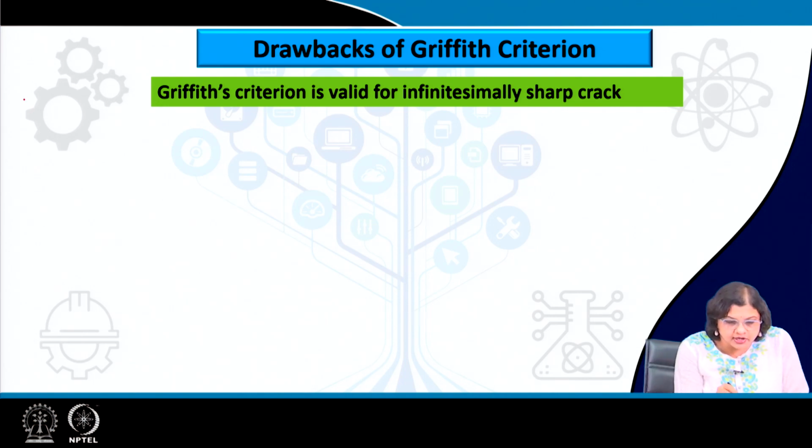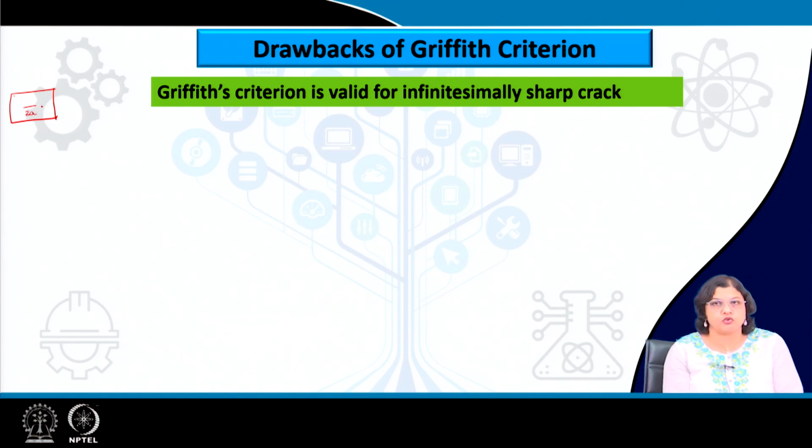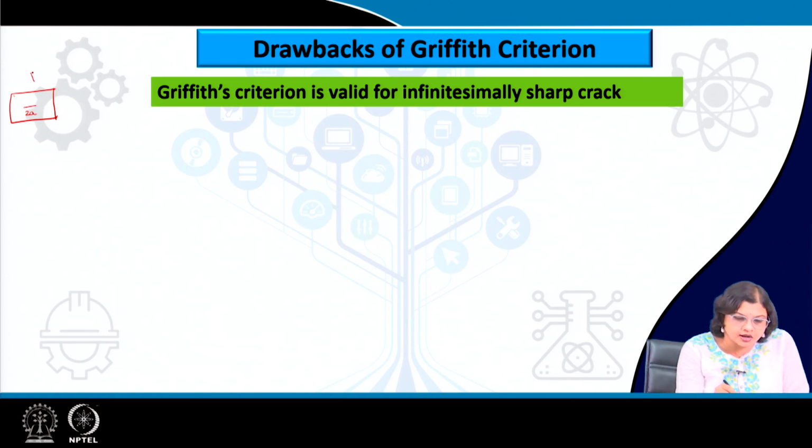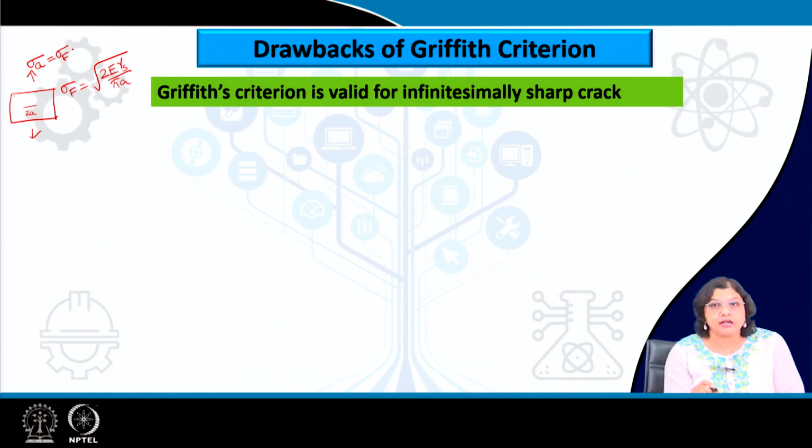According to the Griffith criterion, we have seen that if we have a component which is infinitesimally long and wide with respect to the crack length, which makes the crack length very small compared to the overall width of the specimen, and we are applying tensile stress to it, fracture will occur as per this relation. Now, we are applying a stress sigma a, and at the point of fracture the sigma a will be equivalent to sigma f.